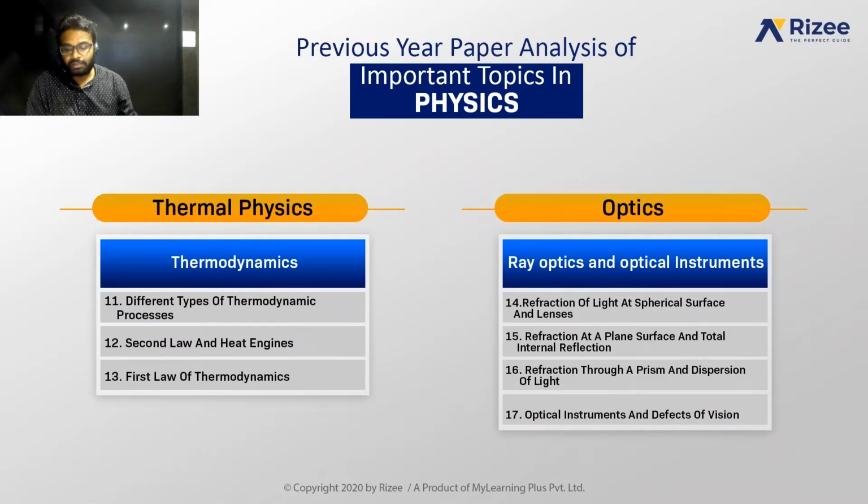Going to the next chapter group, that is thermal physics, there is one important topic, that is thermodynamics, from which questions are frequently asked in previous year papers, and ray optics and optical instruments in optics. 3 topics from thermodynamics and 4 topics from ray optics and optical instruments are prioritized as important topics because of the frequency of the questions asked in the previous year papers, and 7 questions are anticipated from these 2 chapter groups.